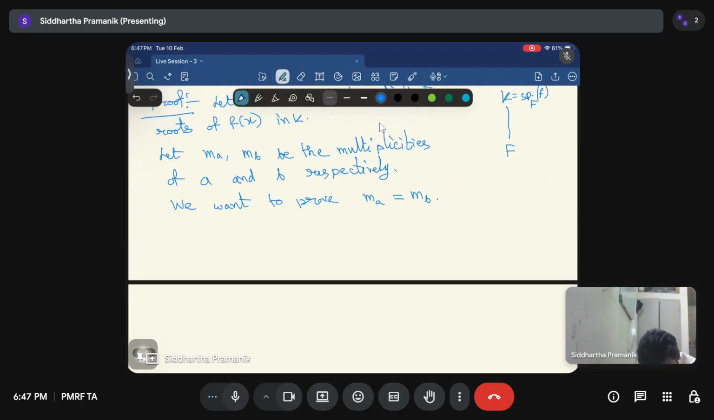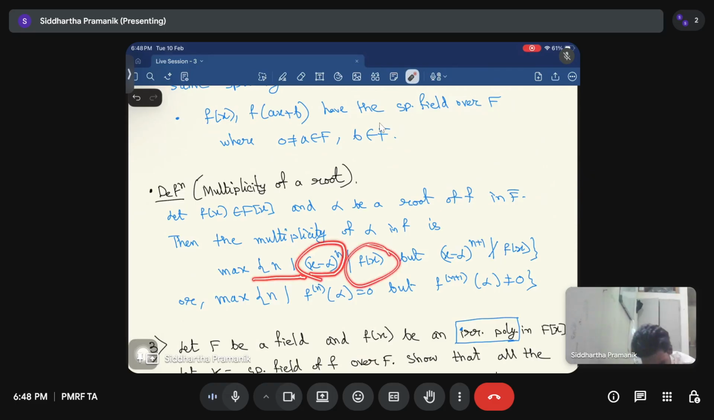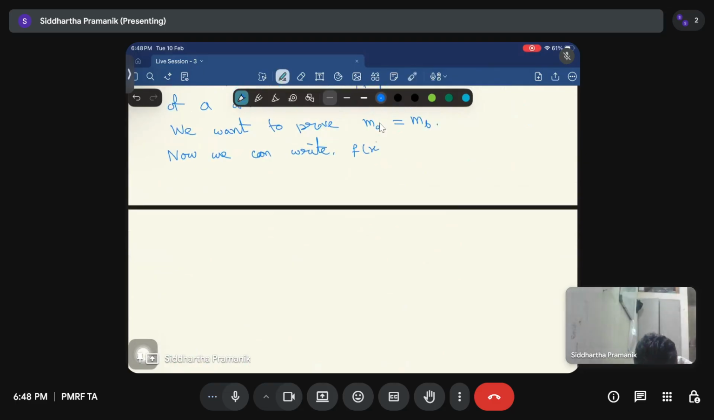So since m_a is the multiplicity of a in f, note what multiplicity is: the maximum n such that (x minus a) to the power n divides f(x). So we can write f(x) equals (x minus a) to the power m_a times some g(x), for some g(x) belonging to K[x], right?